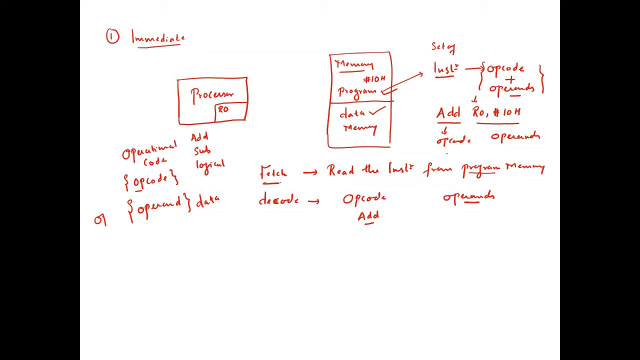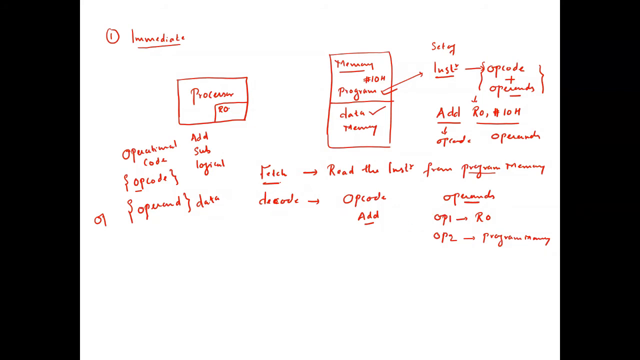Once it decodes the instruction, it will identify the operational code, and the operational code is add. For addition, we require a minimum of two numbers. It has identified that one value is available in register R0. The second data is available in the program memory. This is the meaning of decode: it has dissected the instruction which has been read from the program memory. After the dissection of the instruction, it will now try to fetch the operands.